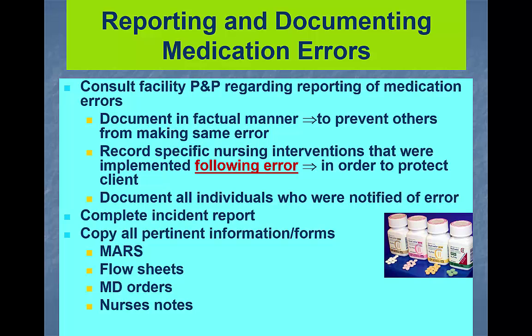Okay, and so talk about what interventions were implemented following the error to help the client if they got harmed, and complete the incident report. And remember, the incident report does not go in the chart. You chart the incident itself, what happened, in the chart, but you do not say an incident report was completed or filled out. It goes to your supervisor, and it goes down to risk management. Okay, and then copy all the pertinent information.